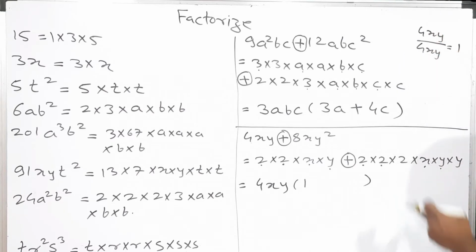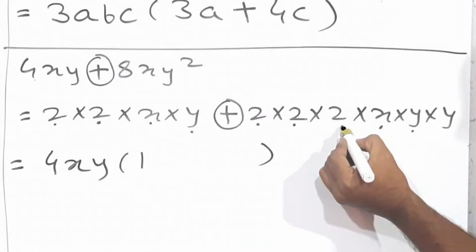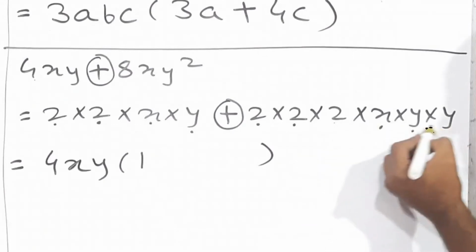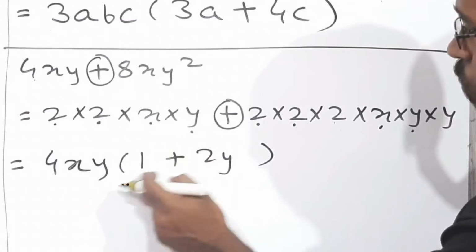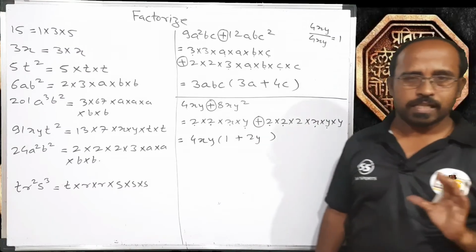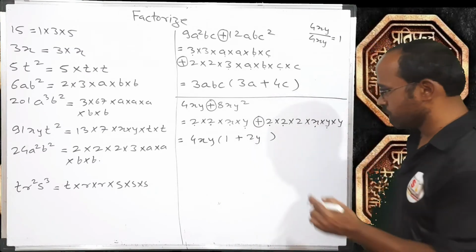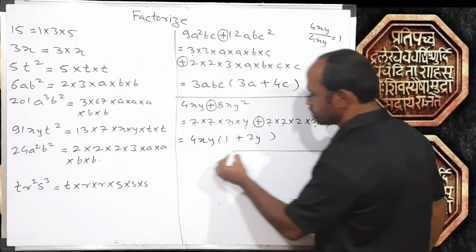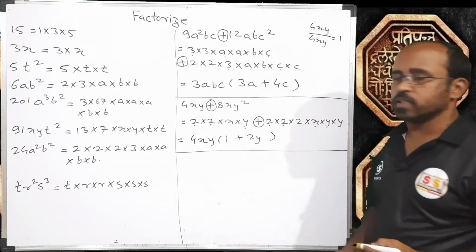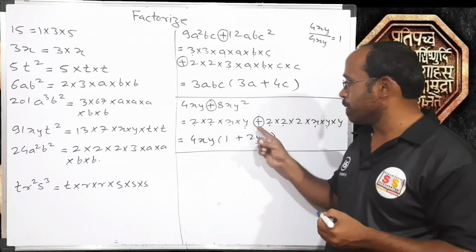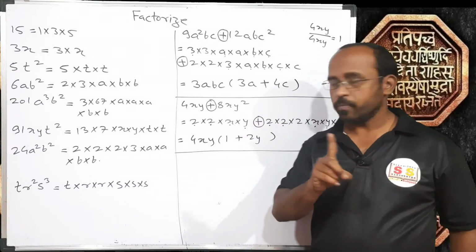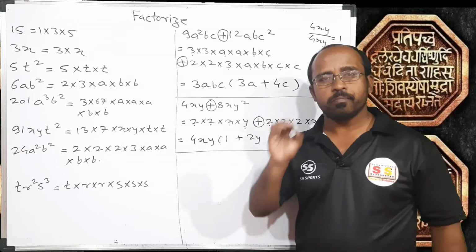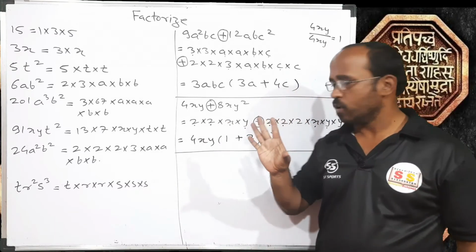Clear? In the second bracket, what is remained? 2 and y. 2 multiplied by y is 2y. Write this symbol of plus as it is. 1 plus 2y. The easiest idea to factorize. Clear, students? So the most important thing which we learned is, if nothing is remained while taking common, we have to take 1, because 1 is a factor of each and every number.